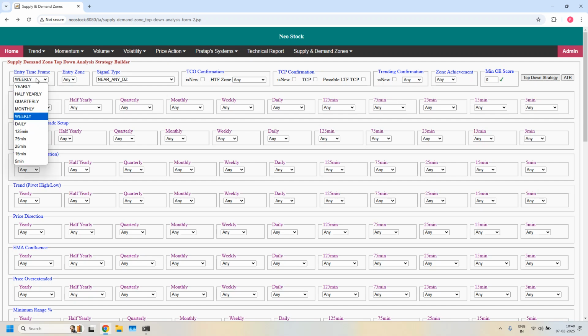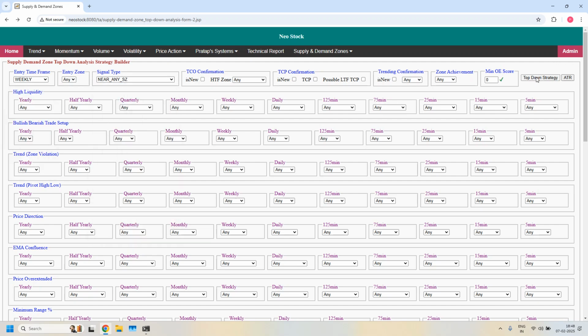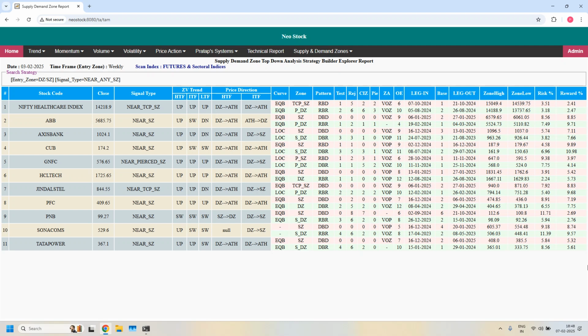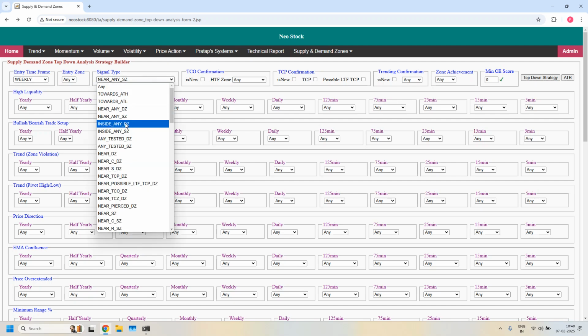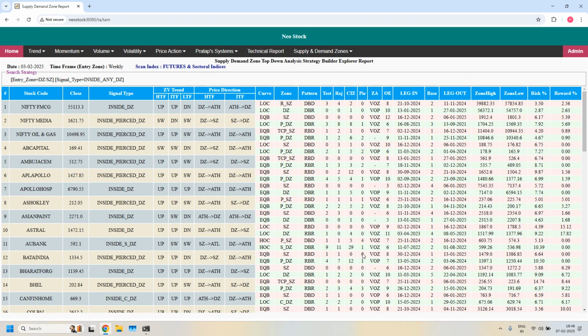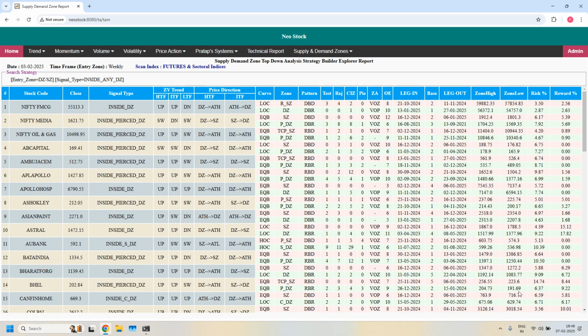Next, weekly time frame, stocks near weekly supply zone. We got 11 stocks. Next, weekly time frame, price closed inside the weekly demand zone. We got 61 stocks. So first 15 stocks in the list.